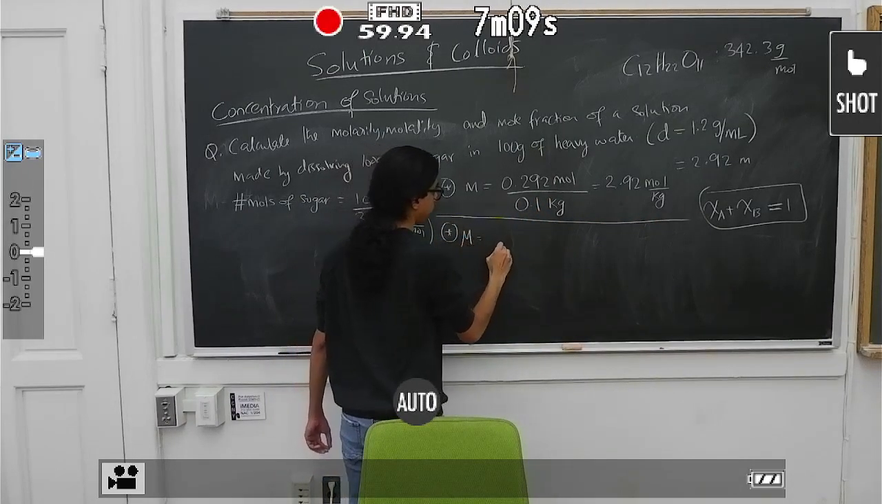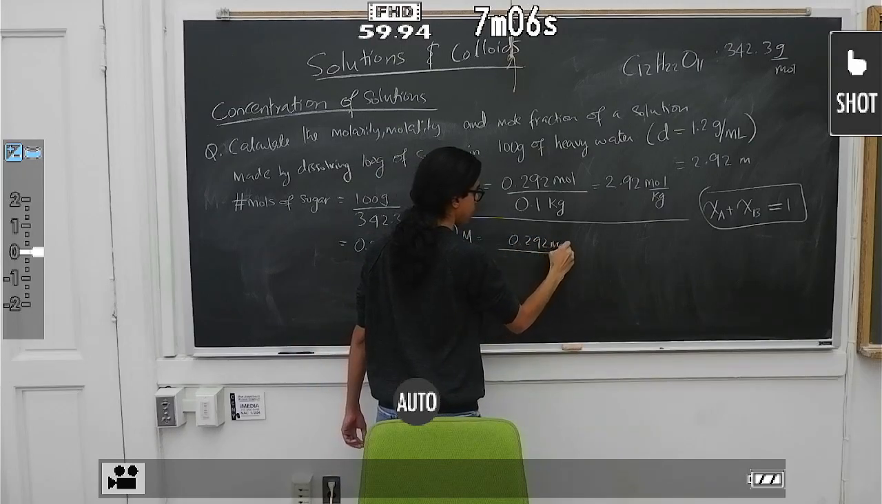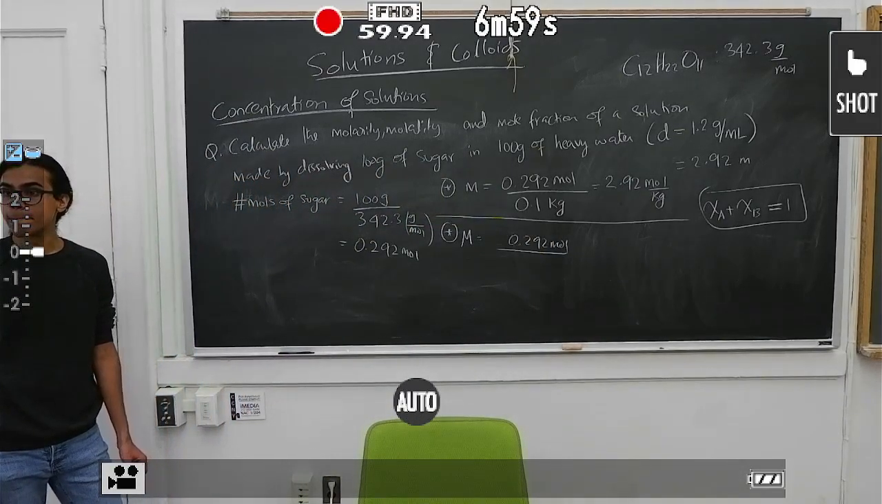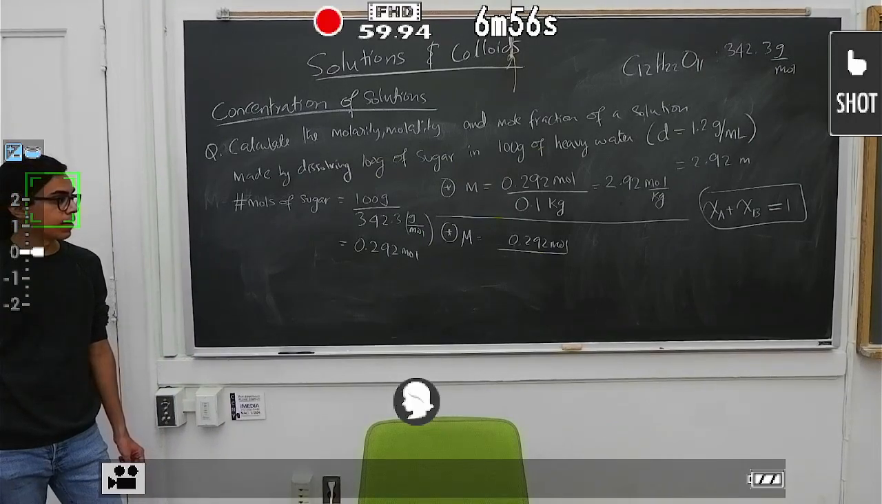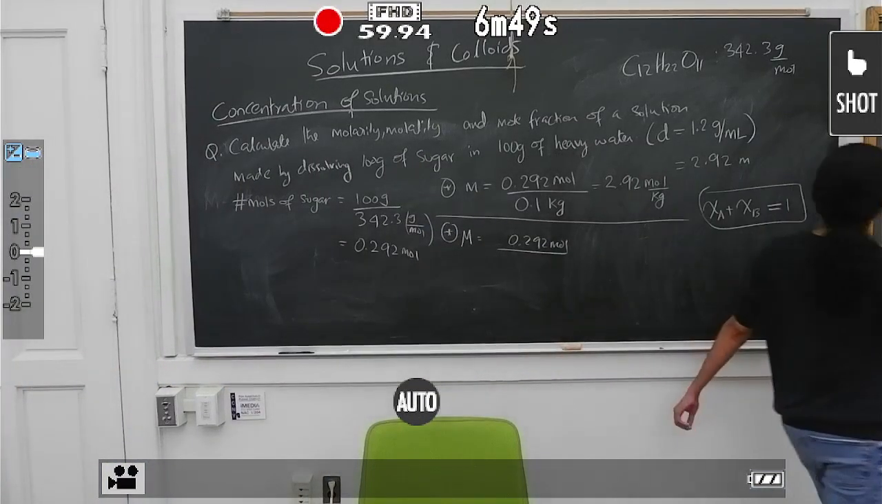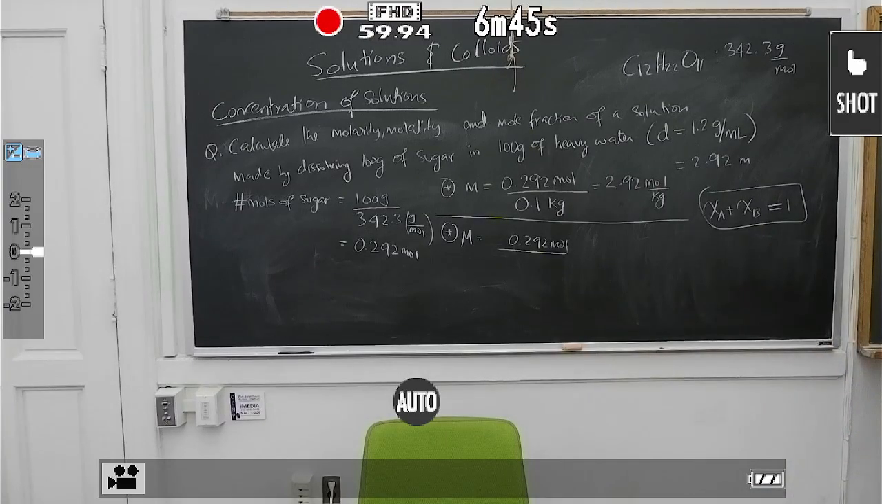Let's calculate molarity now. 0.292 moles go on top. Volume of solution needs to go on the bottom. How do we calculate our volume here? Density. And what's the definition of density? Mass over volume, correct? I want volume, so that would be mass over density. 100 grams divided by the density of 1.2 grams per milliliter, which is 100 divided by 1.2.